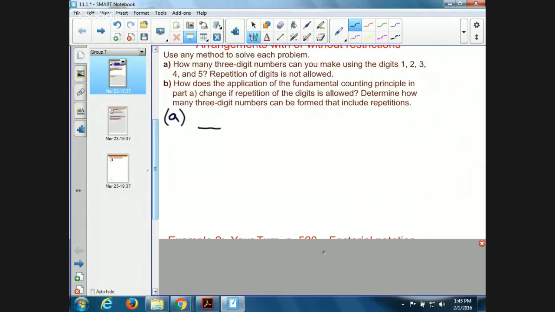3-digit numbers, I've got 3 spaces to fill. I need a first number, and I need to pick the second number, and I need to pick the third number. I can choose from 1, 2, 3, 4, and 5 for these numbers. So that means for the first number, how many choices do I have? I have 5 numbers to choose from. Now, for the second number, since I can't repeat, I'm down to 4 numbers to choose from. For example, if I had picked 3 as my first number, I can no longer use that. I'm down to 1, 2, 4, and 5. That's why I have 4 digits left.